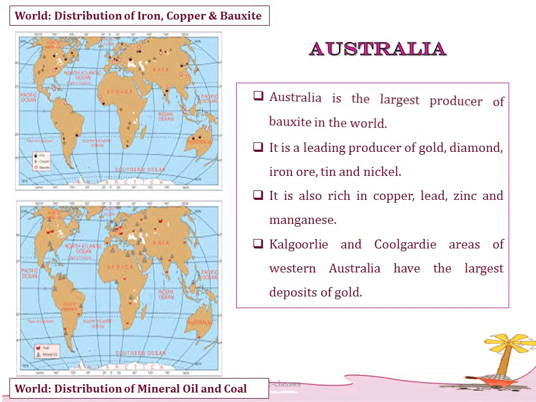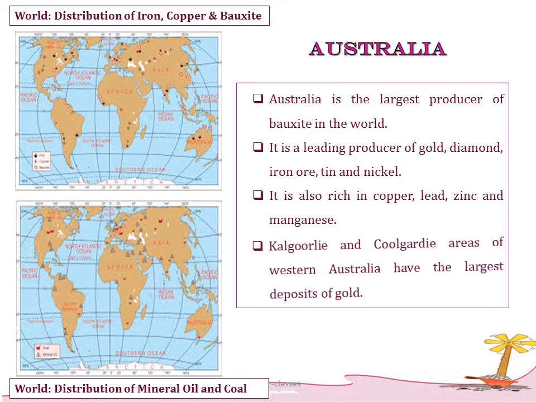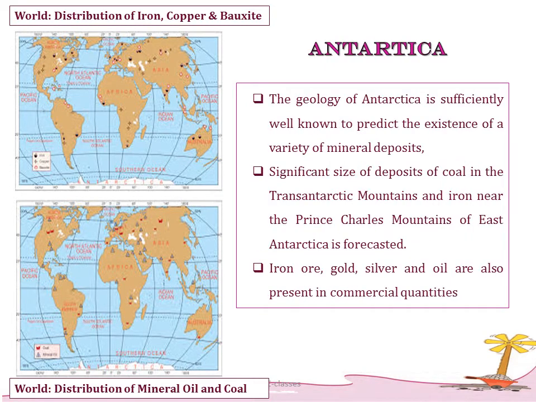Now, Australia is the largest producer of bauxite in the world. It is also the leading producer of gold, diamond, iron ore, tin and nickel. It's also rich in copper, lead, zinc and manganese. The Kalgoorlie and Coolgardie areas of Western Australia have the largest deposits of gold. Now let's see how the minerals are distributed in Antarctica.